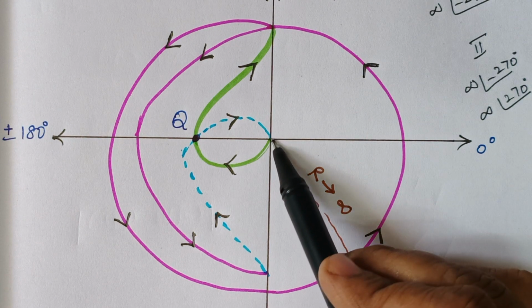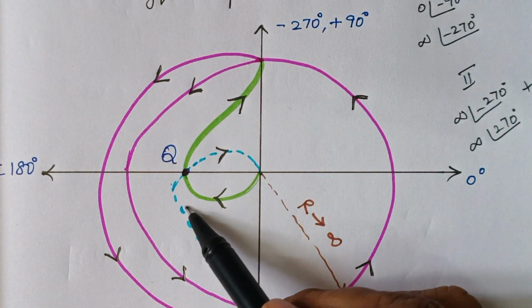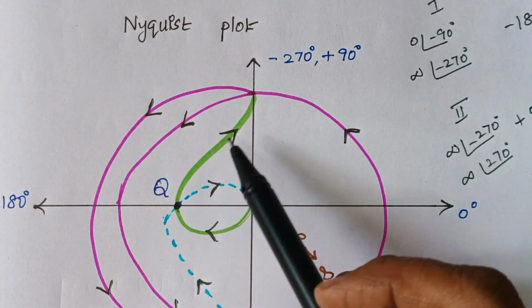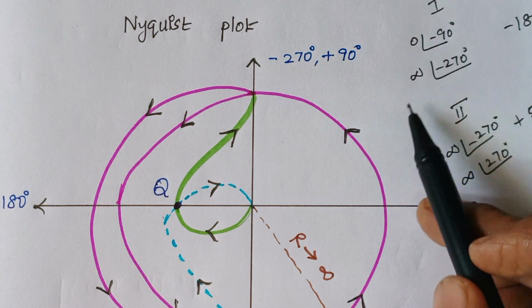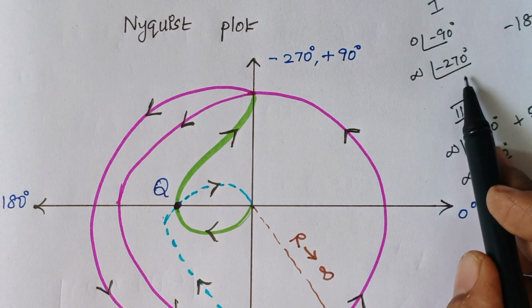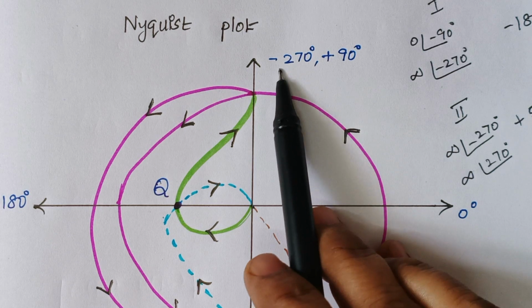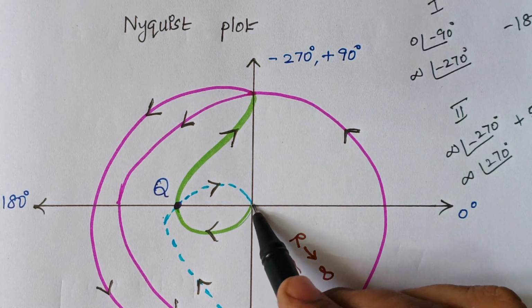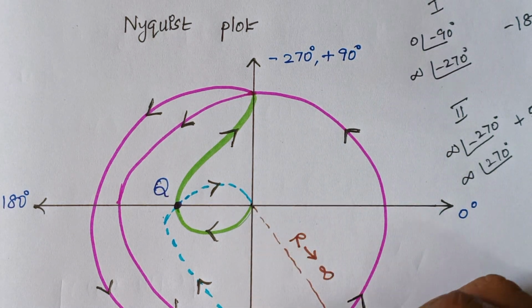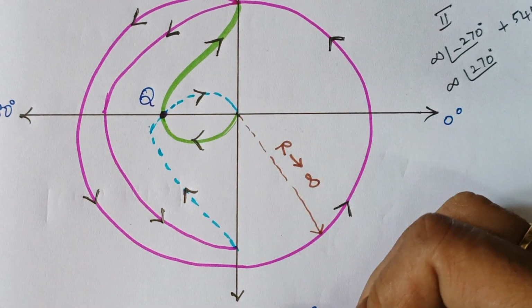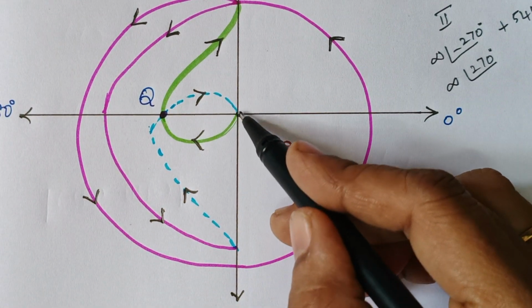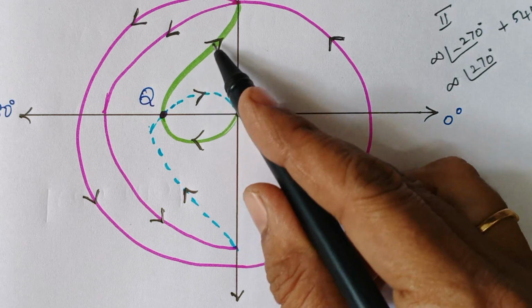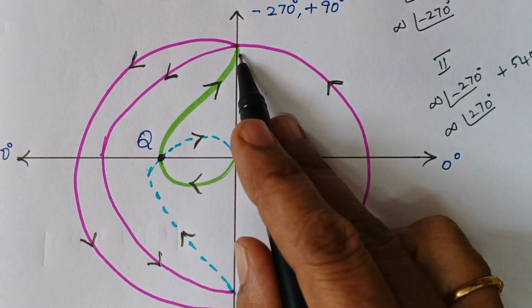So it starts here, it moves in clockwise direction, and where it ends, it ends at infinity minus 270 degree. So this is my minus 270 degree line, and it starts here at origin at minus 90 degree, right? This is the minus 90 degree line. So it starts here, it moves in clockwise direction, and it ends here.